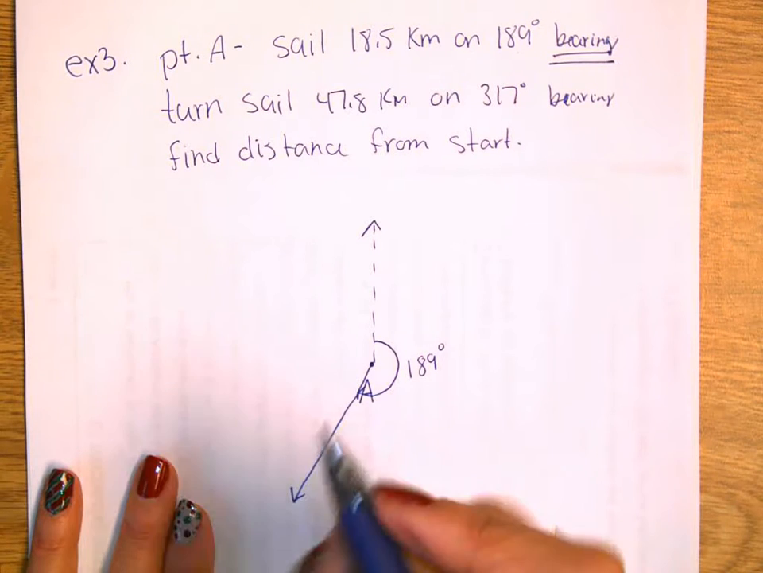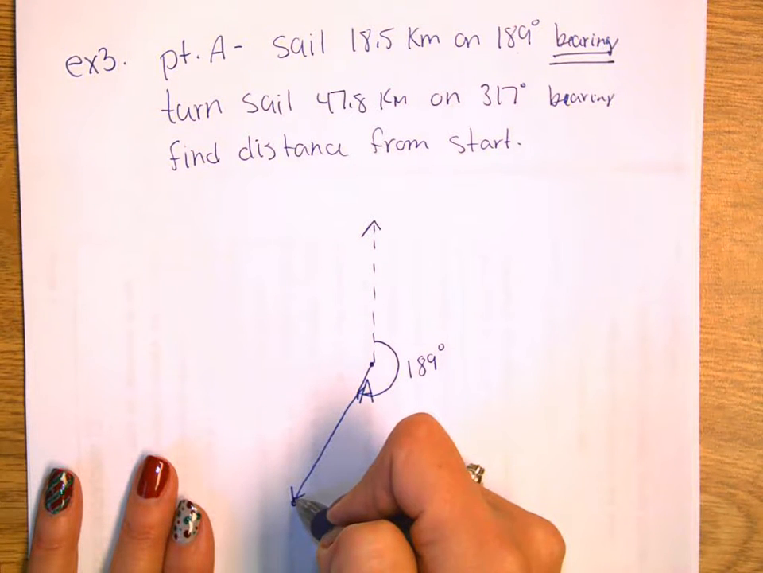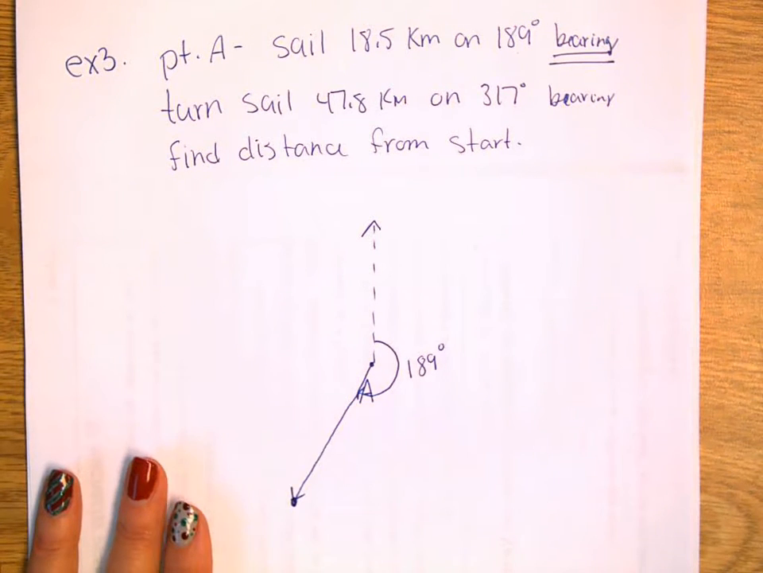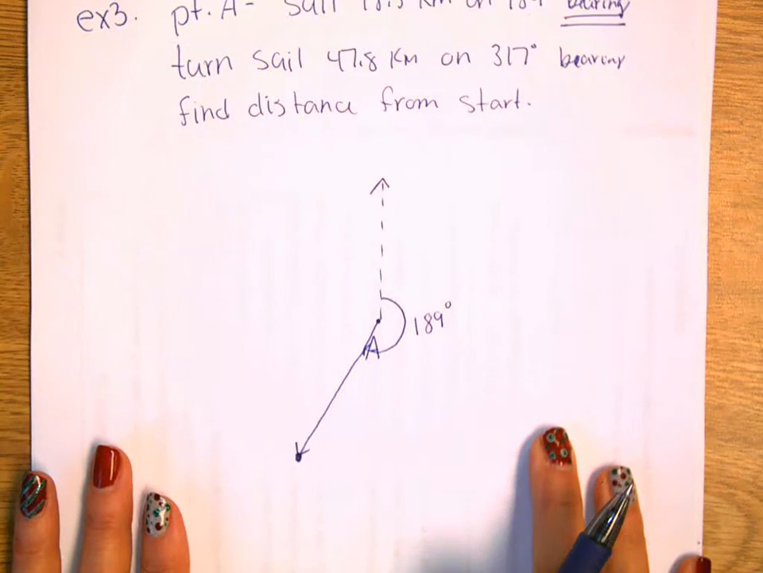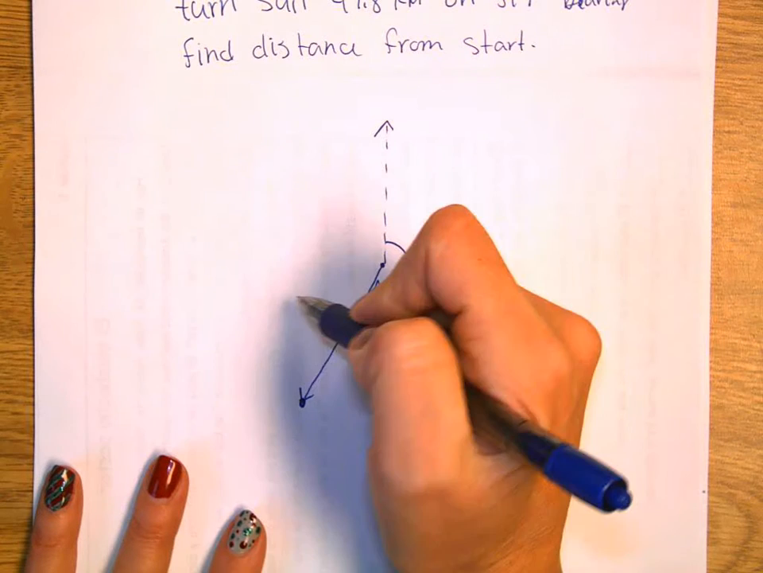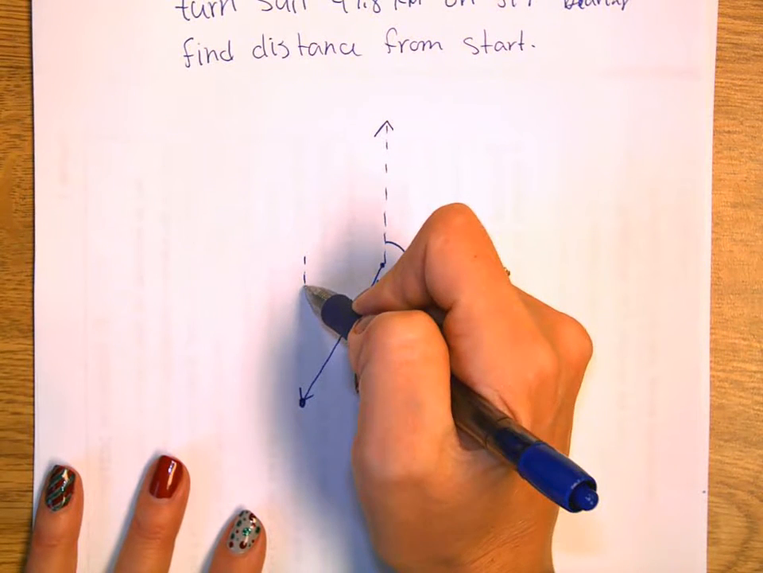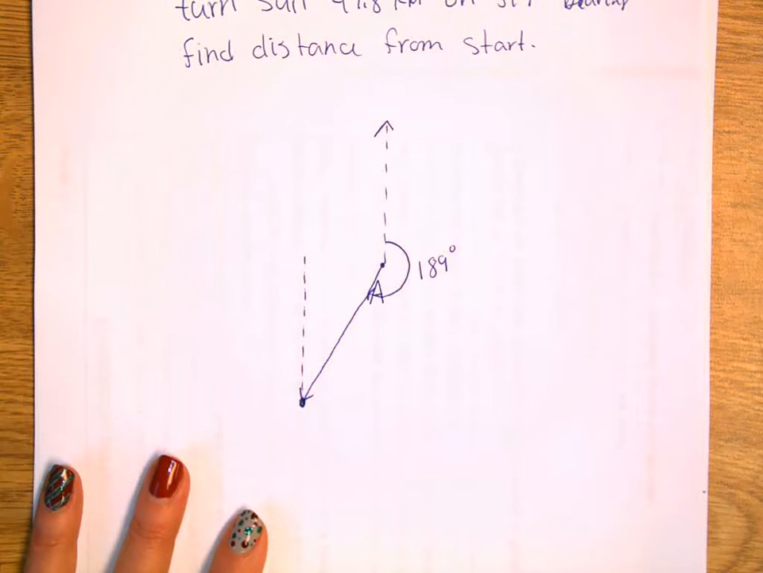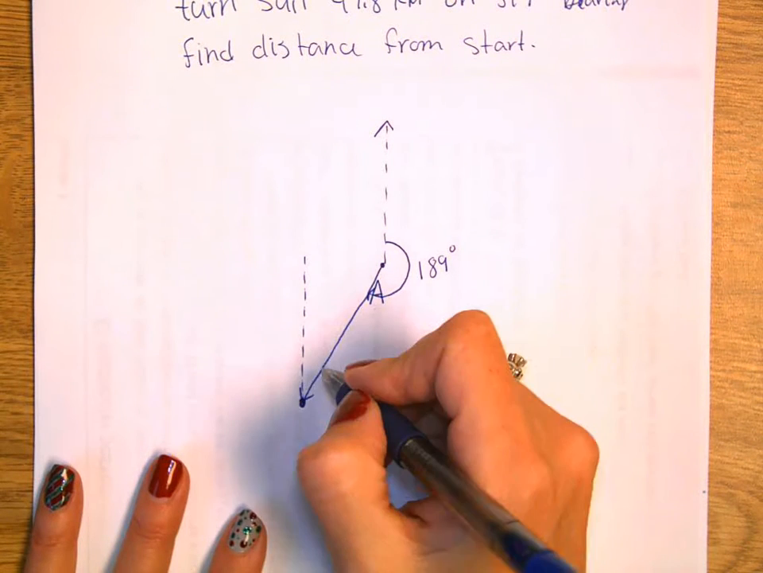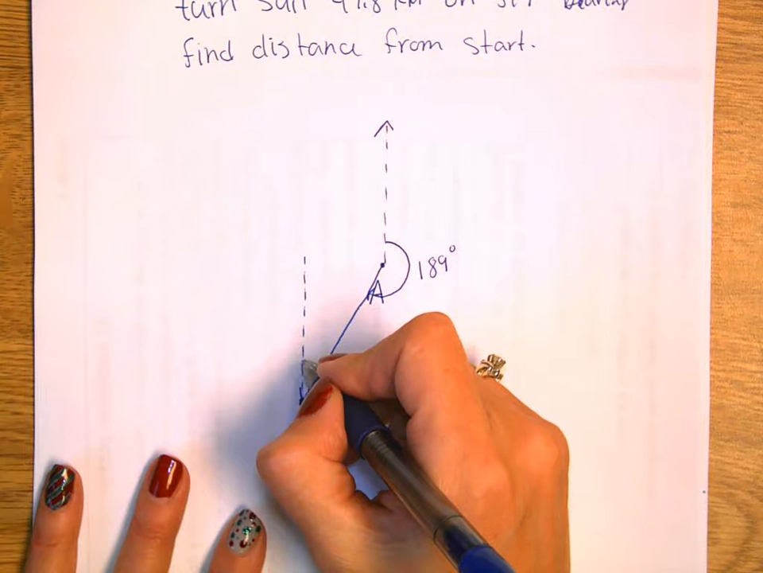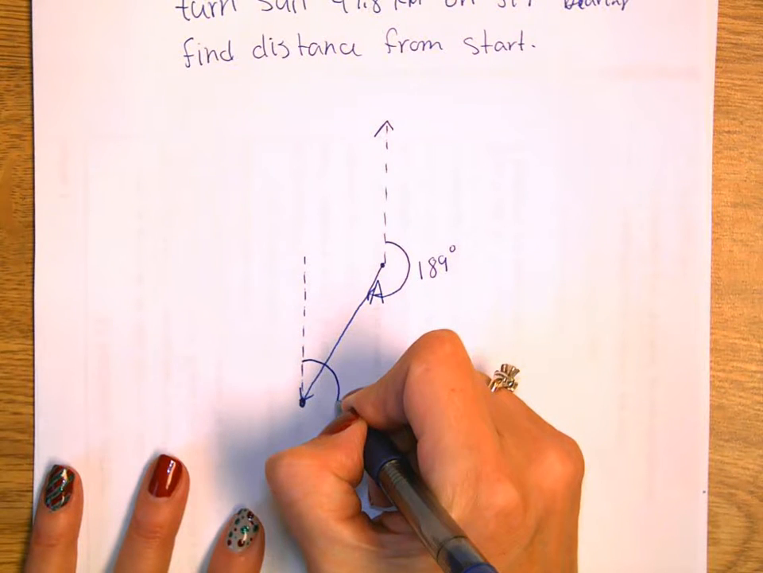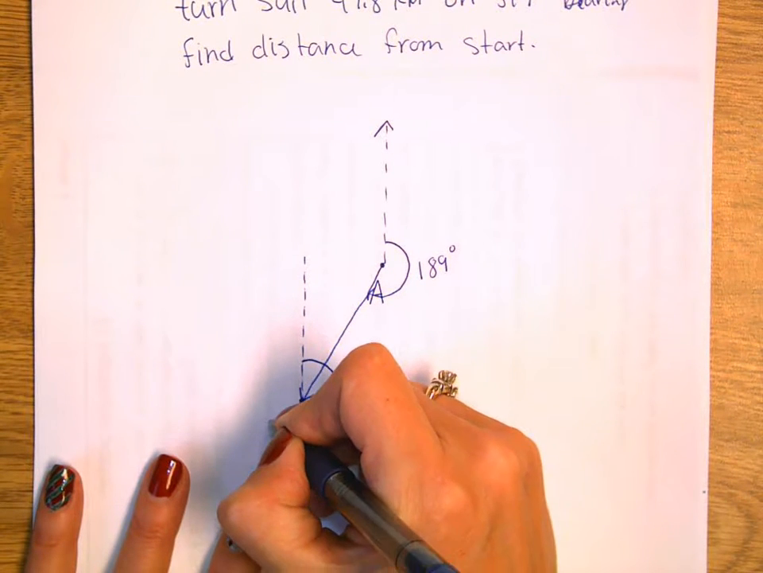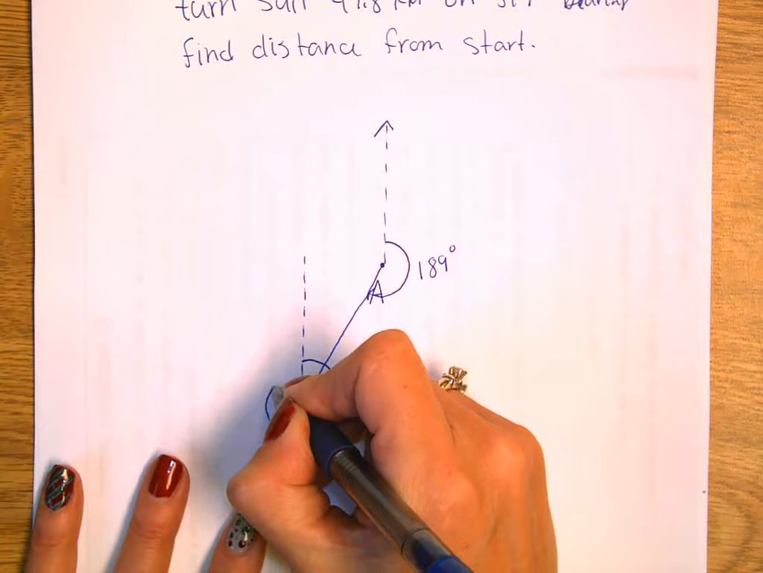Now from here I've got to turn. So I need another north reference line so I can find my bearings, I guess, would be a good way to put it. So I'm going to put in another north line. How many degrees am I going to rotate around? 317. That's quite a bit, because that's 270. That's up here.